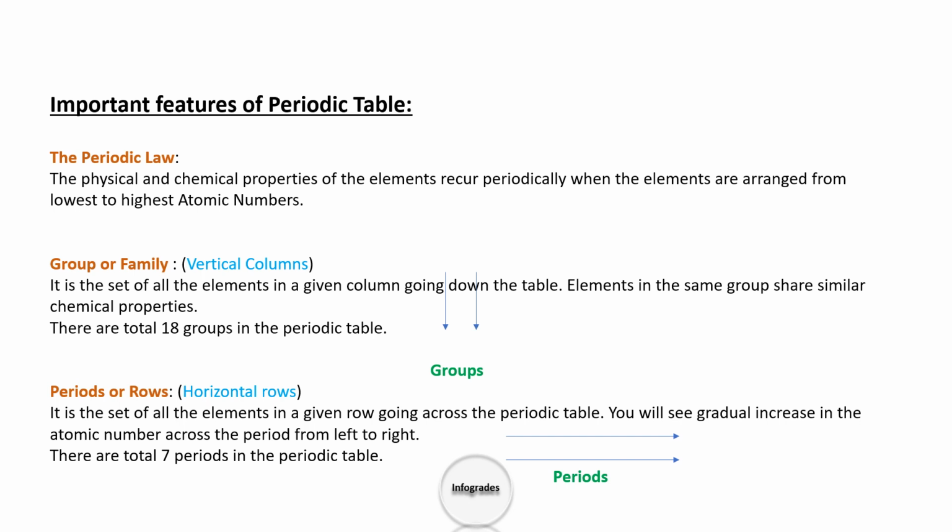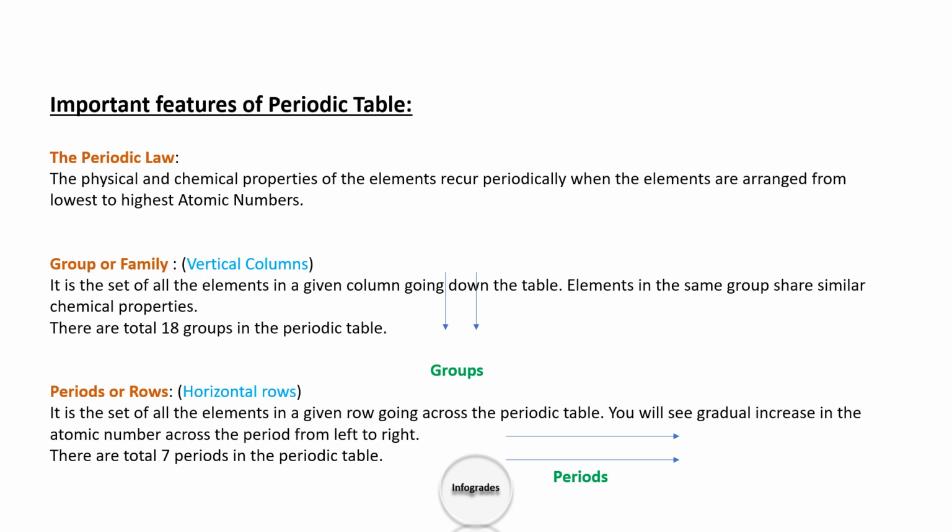And if we go from left to right, the elements do follow some patterns. They do show some trends. They don't show the same behavior. They don't have the same valency. They don't have the same size, but they do have some patterns or trends that we will be discussing in some other videos. All right.